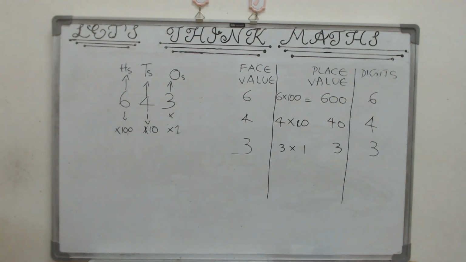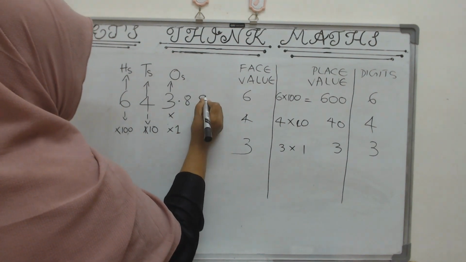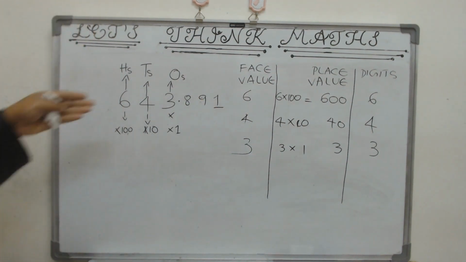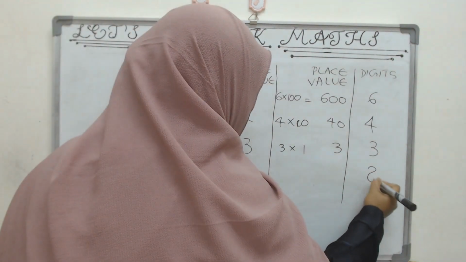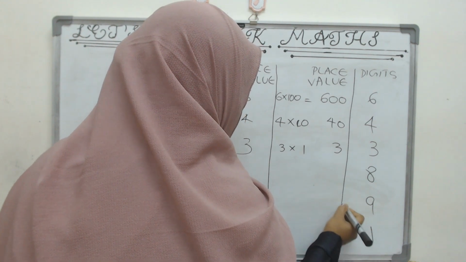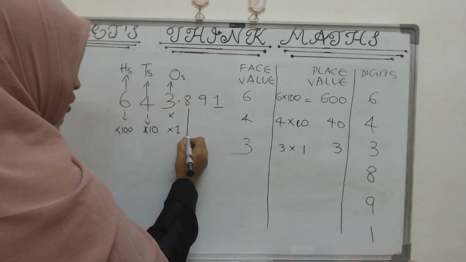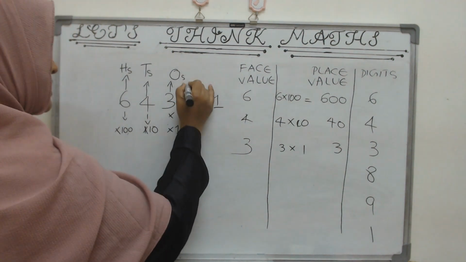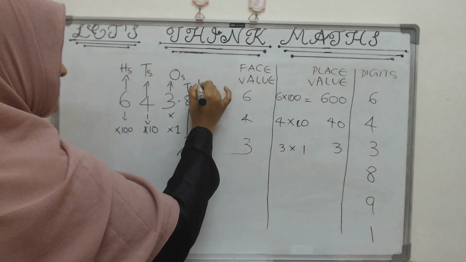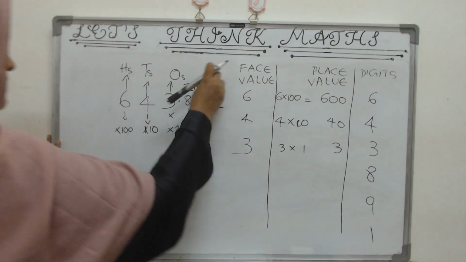Now we come to the decimals. When you write decimals, say 8, 9, 1. What is their place value? This digit you have here, 8 and 9 and 1. So, what is the place value of these digits? This is what? Divided by 10. So, what is it called? It is called tenth part. Not tens, but tenth part.